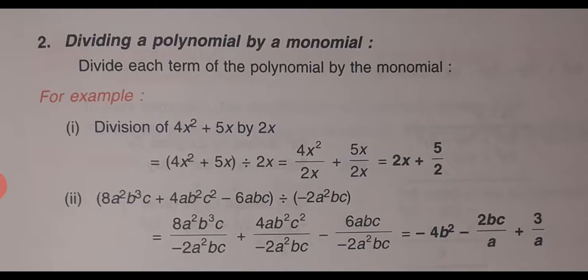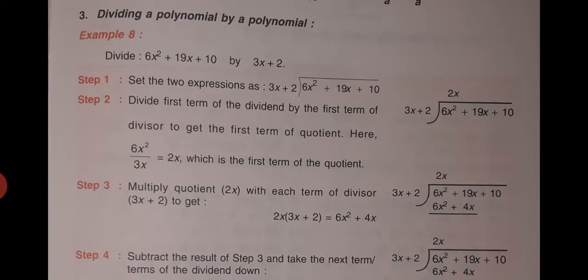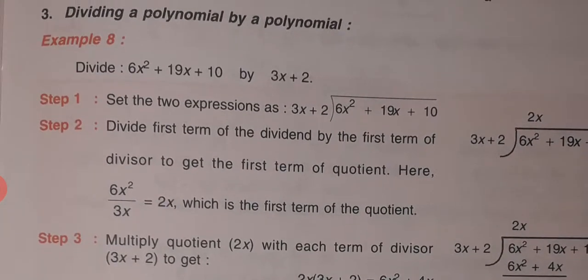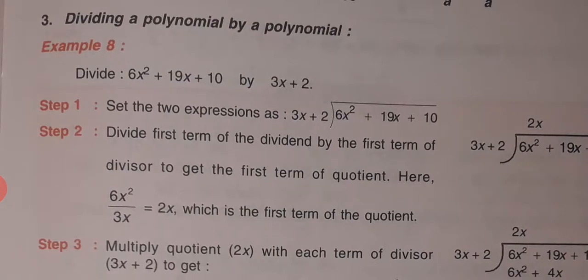Hope the process of division is clear. Next, we shall divide a polynomial by another polynomial. Here 6x square plus 19x plus 10 divided by 3x plus 2. So first we set the expression like the division as usual. You can see the step 1.